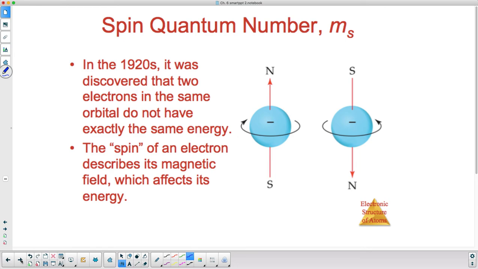There's a spin quantum number where we have 2 electrons. These electrons spin in opposite directions when they're in an orbital. They have to, otherwise they wouldn't be able to stay in the same place. So the spin is how we tell them apart when they're inside the same orbital. The spin of an electron describes its magnetic field, which affects its energy.